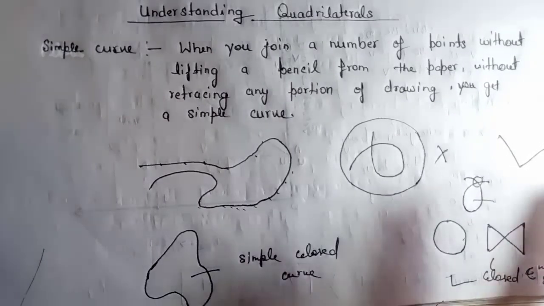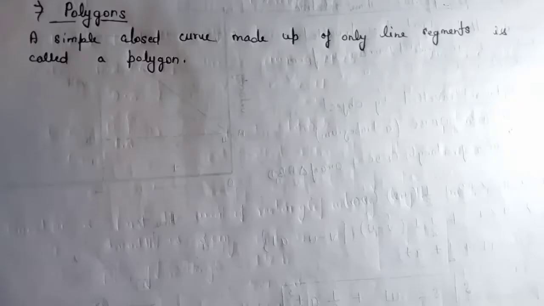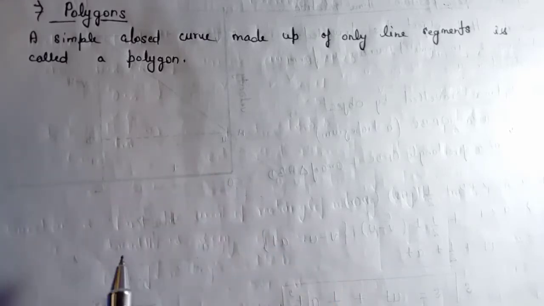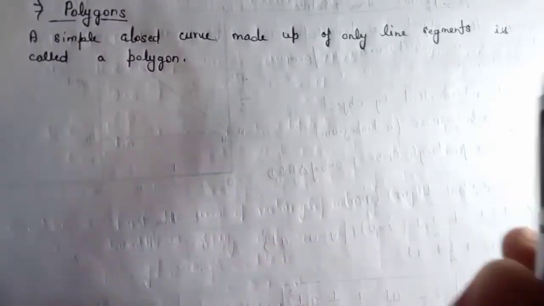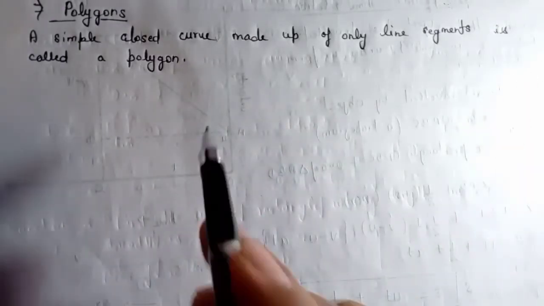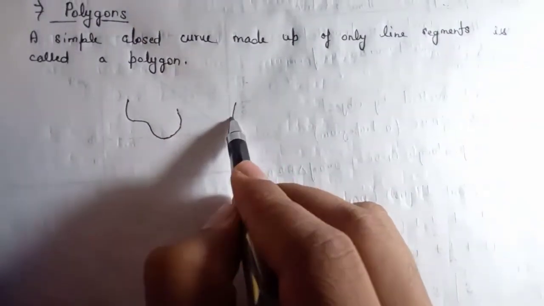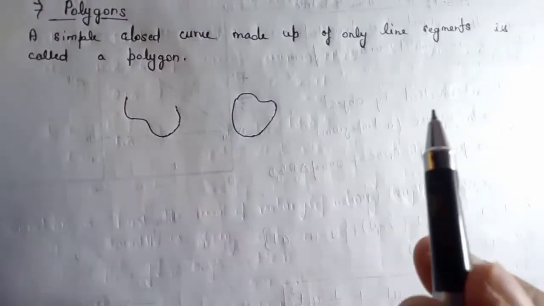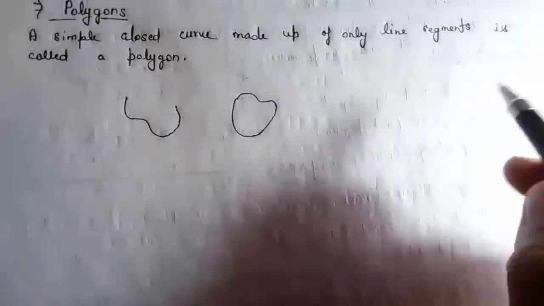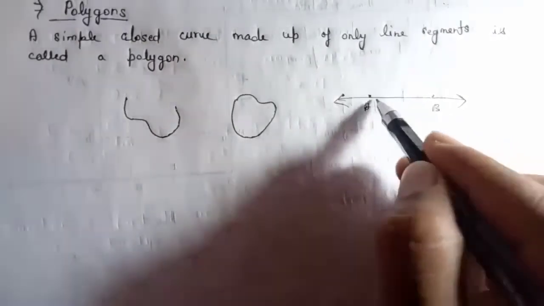So by means of this definition and application, we are going to define polygons. In the definition of polygons, we are given a simple closed curve. A simple closed curve made up of only line segments is called a polygon. So simple curve means which doesn't cross itself, but it must be closed, and it must be made up of only line segments. And what do you mean by line segment? A line segment is a part of a line, like this AB is the line segment.